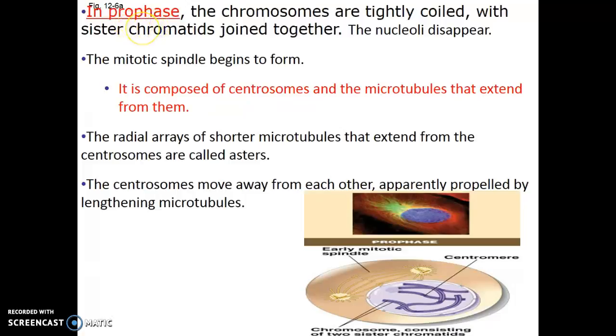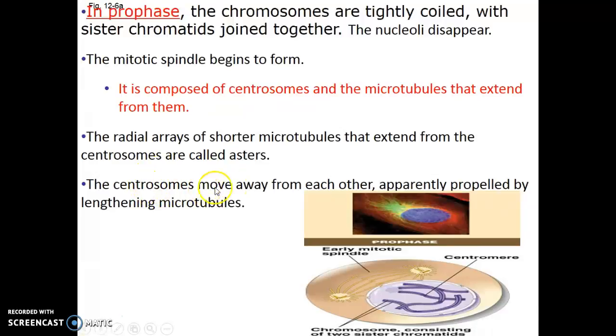In prophase, the chromosomes are tightly coiled with the sister chromatids joined together, and the nucleolus disappears. The mitotic spindle begins to form. It is composed of centrosomes and the microtubules that extend from them. The radial array of shorter microtubules that extend from the centrosomes are called the asters, meaning they're just short microtubules.